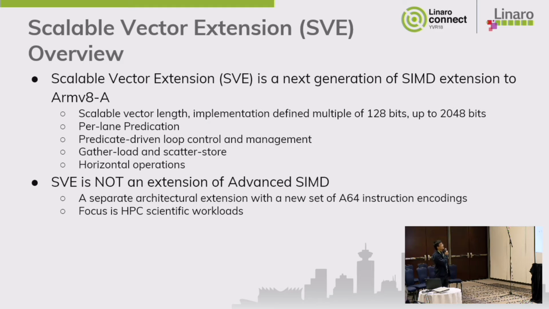So this is the SVE overview. Scalable Vector Extension is the next generation of SIMD for Armv8. It has the following main features. First of all, the scalable vector length, which is an implementation-defined multiple of 128 bits up to 2048 bits. Another very important feature is the per-lane prediction and predicate-driven loop control and management. It also has some other fancy features like gather load and scatter store, and also horizontal operations.